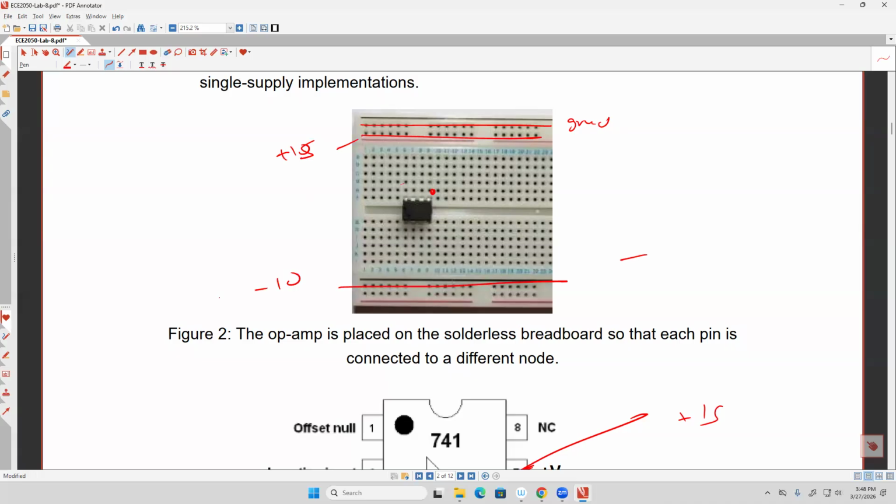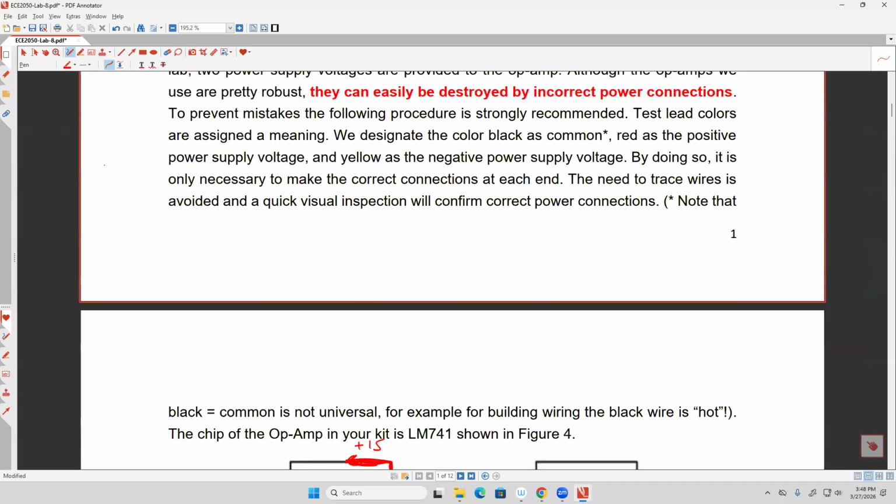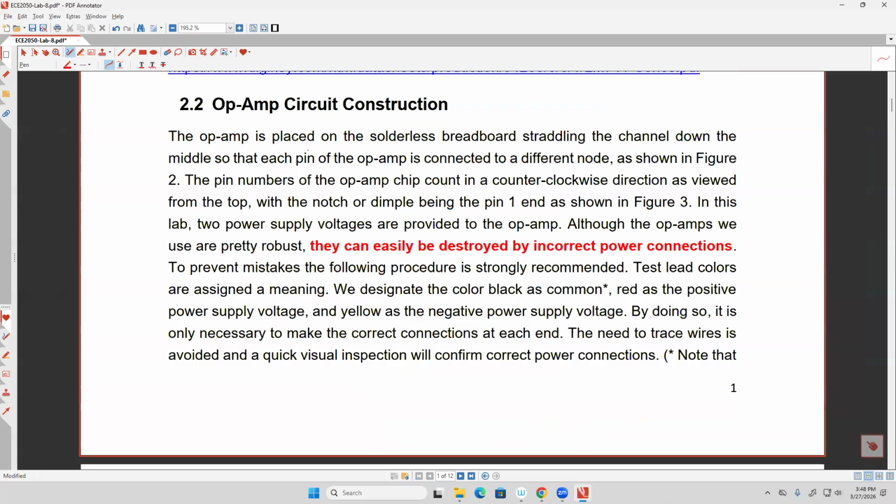And usually, I think I give you here, you need to read this lab. Usually we use colors to differentiate between them. I think what I wrote here, let me see. Yeah. So usually we use black color for ground. Usually we use red for positive, and usually we use yellow for negative. This is just a convention, okay?